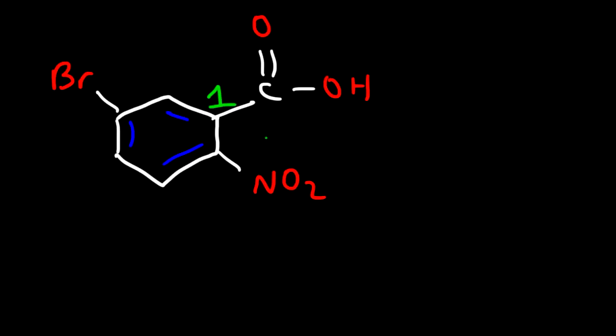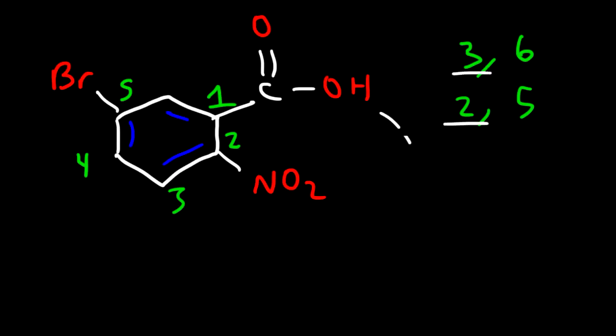Now, how should we count it? In a clockwise direction or in a counterclockwise direction? So if we try the counterclockwise direction, notice that the bromine atom is on carbon 3 and the nitro group is on carbon 6. But if we count it clockwise, the nitro is on carbon 2, the bromine is on carbon 5. And so 2 is less than 3, therefore we're going to count it in the clockwise direction.